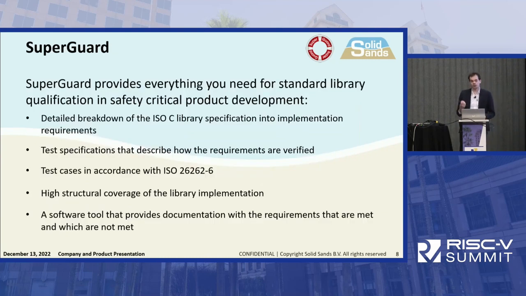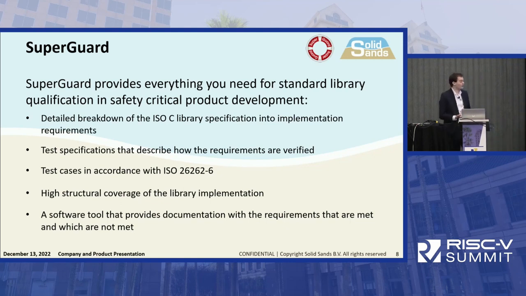So this is what we have done for the entire C standard library. Based on that, we have created our product SuperGuard, which is our requirements-based test suite for C standard library qualification. We have created a detailed breakdown of the C library specification into implementation requirements that we just looked at. We have written test specifications that explain how these requirements are being verified by our test suite. And then, of course, we have actual test cases that perform the verification of the requirements.